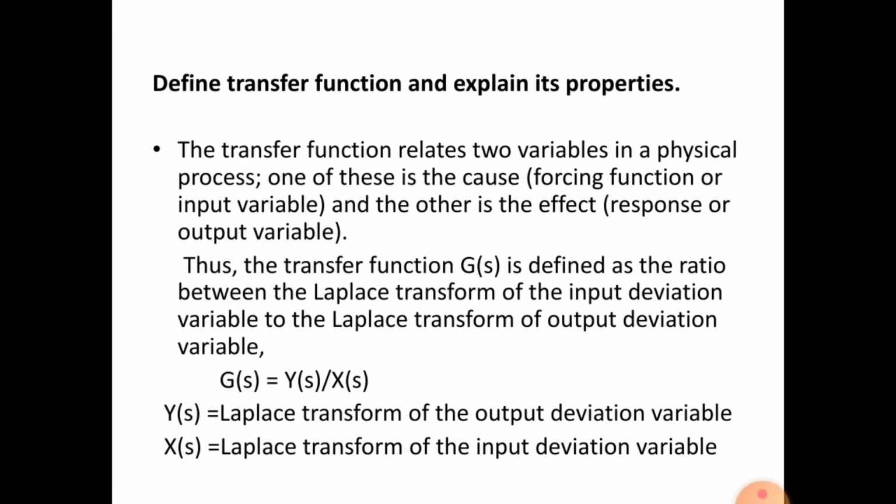Define transfer function and explain its properties. The transfer function relates two variables in a physical process. We can see one input function is there, one output function is there. The input is called the cause and the output is the effect. The Laplace transform of the input function and the Laplace transform of the output function, in the form of deviation variables, we can calculate. The ratio between the Laplace transform of the output deviation variable and the Laplace transform of the input deviation variable is called the transfer function.